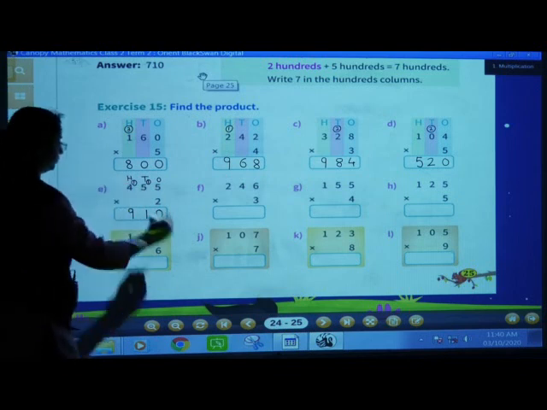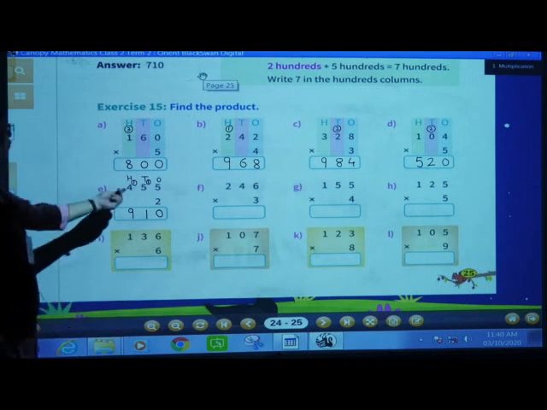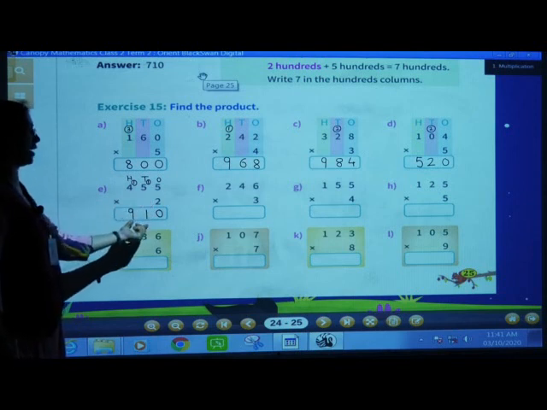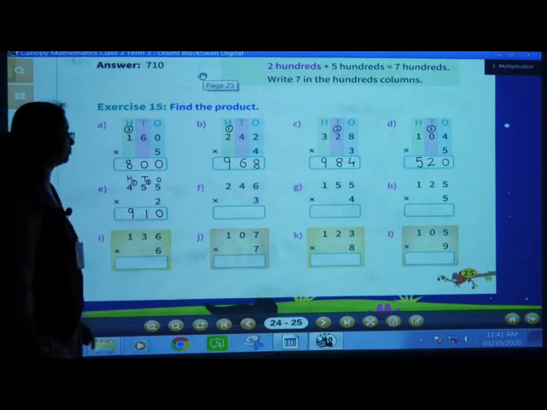Means 455 multiplied by 2, what is the product? 910 is the product.